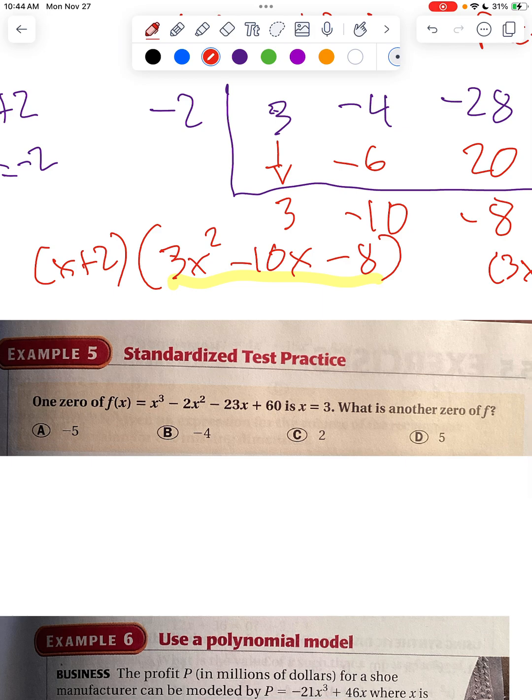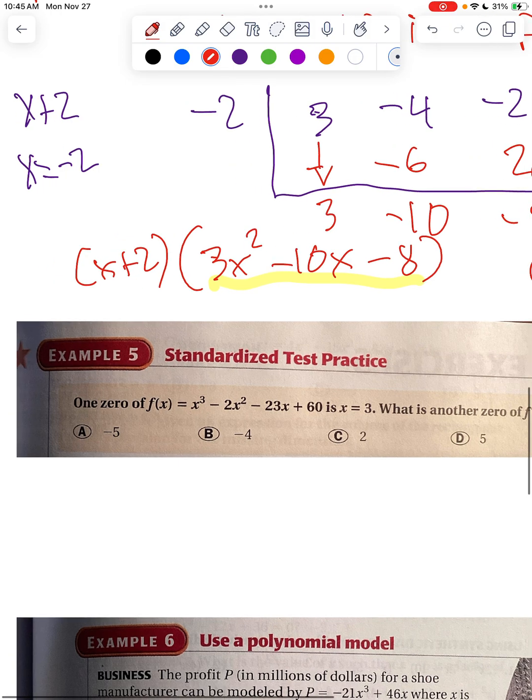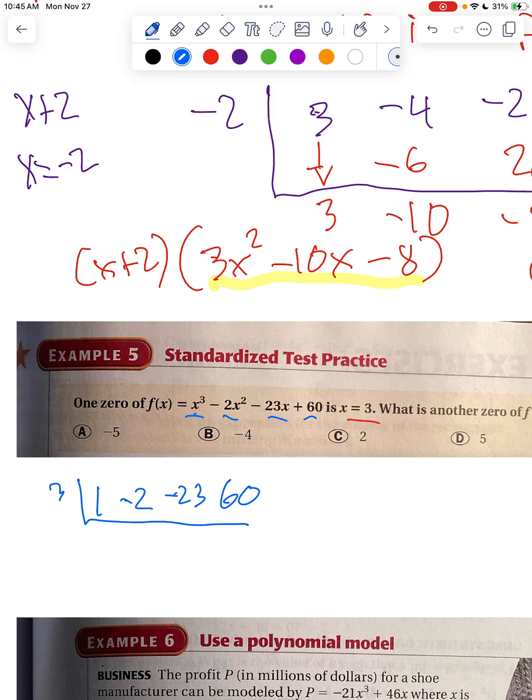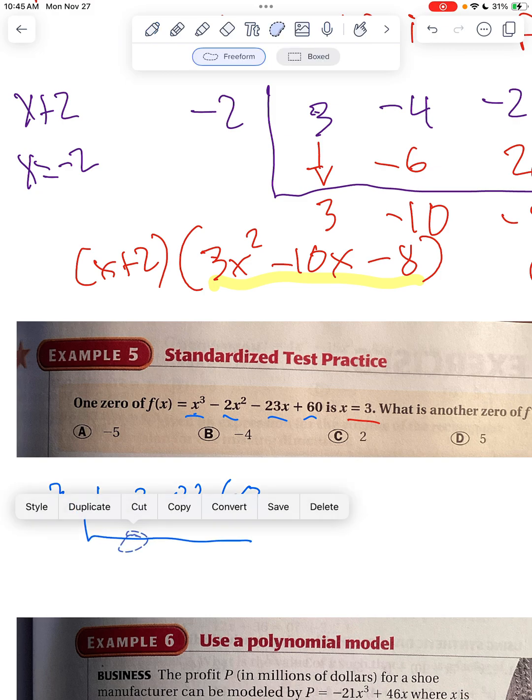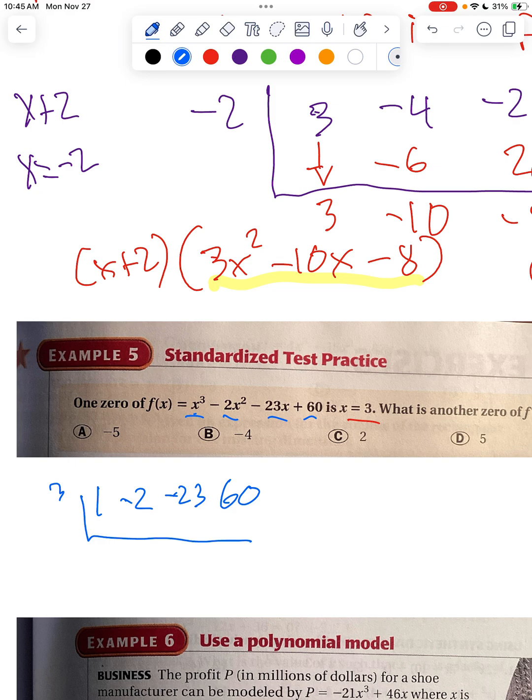So again, if I'm thinking about this one, I should probably look at using synthetic division because I know that one of my zeros is a 3. So I'm going to set it up. And again, don't skip anything, so we're good. 1, negative 2, negative 23, and 60. Bring it down. 1. 3 times 1 is 3. 1, 3 here. That's going to give me negative 20, and 3 gives me negative 60, which is 0.